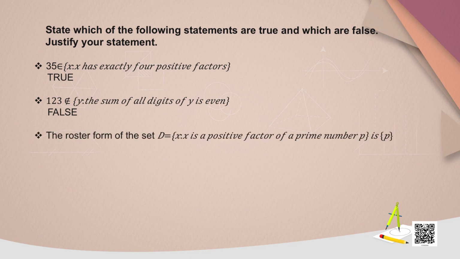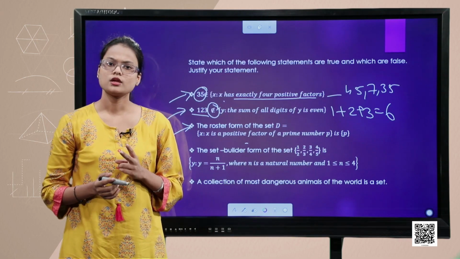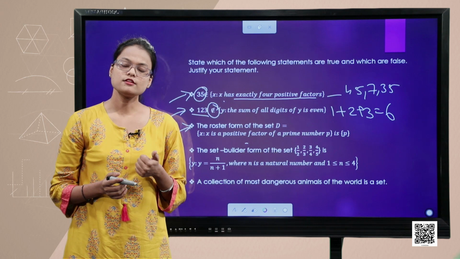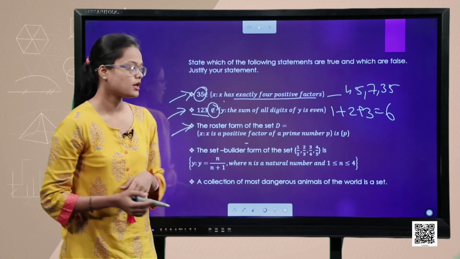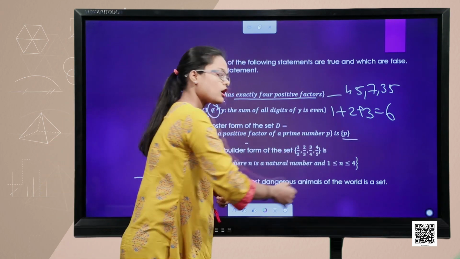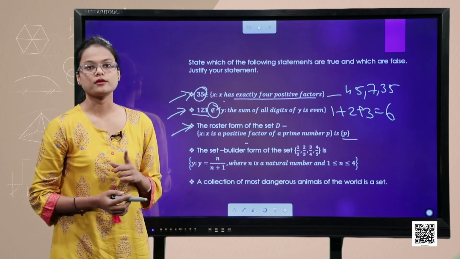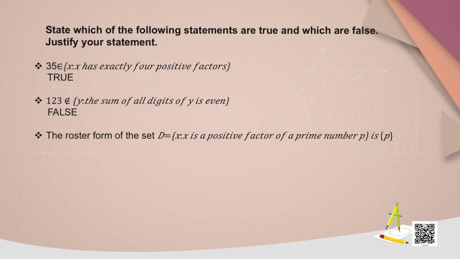See the third statement. The roster form of the set. This set is given in a set builder form, which satisfies the property of positive factors of a prime number p. We know if a number is a prime number, then how many factors does it have? 2. The number itself as well as 1. But in the roster form, how many numbers are there? Only 1. So that means the statement is false.